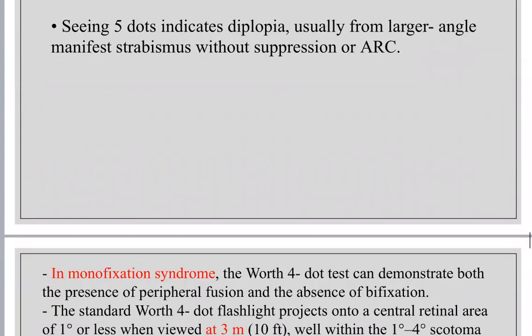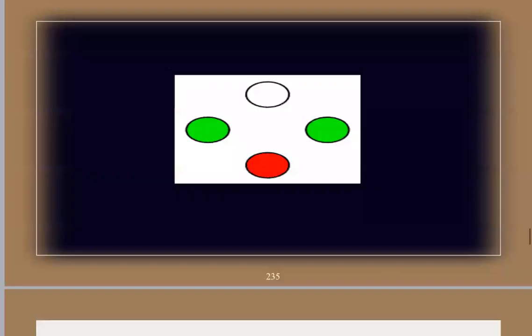In cases of monofixation syndrome, when you are looking from a distance like 3 meters, you will see what? One of both eyes will have a central suppression scotoma. So the central retina will be suppressed. So I'll see either 2 or 3.